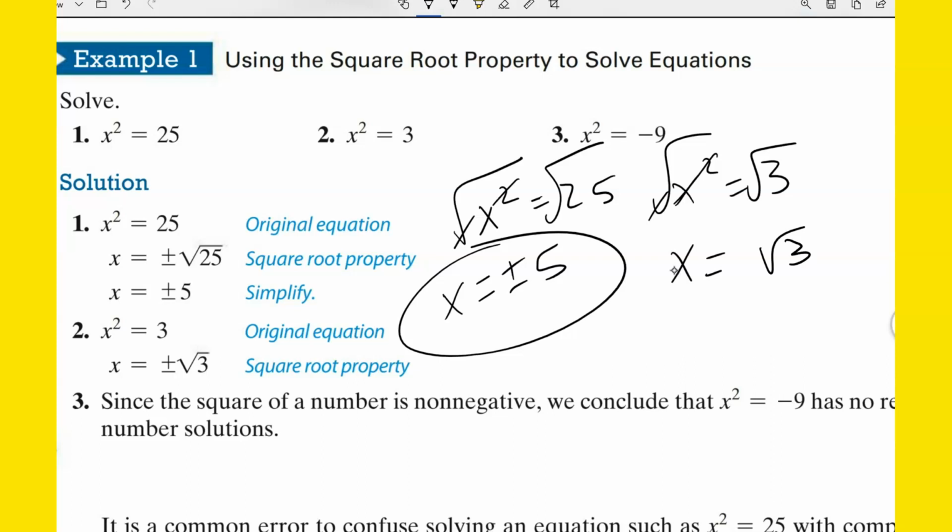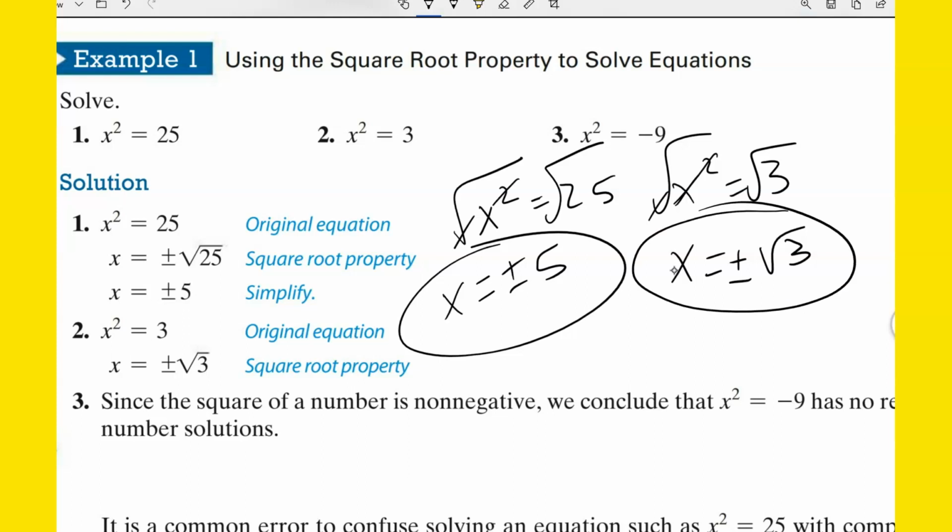But I still have to put something in front of it. Can you guess what? I still have to put plus or minus in front of it, just like I did over on this side. But the square root of 25 simplifies down to 5, while the square root of 3 won't simplify, so I just leave it as the square root of 3.